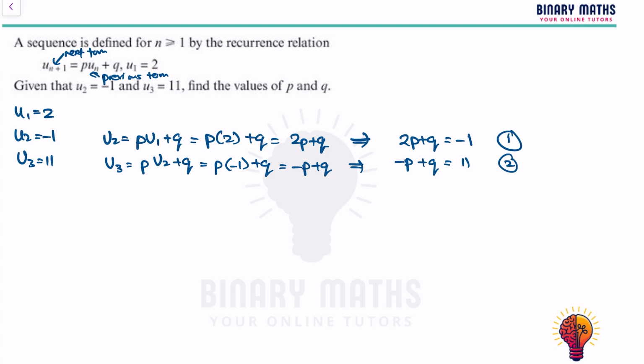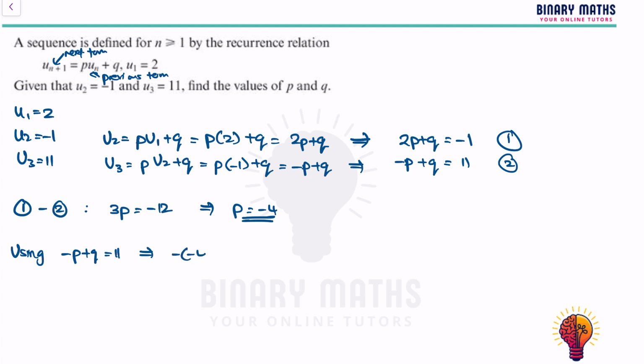Okay, I know we've got q in both, so I can eliminate q. So if I do equation 1 take away equation 2, I get 2p minus (-p), which is equal to 3p, minus 1 take away 11 is -12, which implies p is equal to -12 divided by 3, which is equal to -4. Now using either one, so -p plus q is equal to 11, implies I've got 4 plus q is equal to 11, which means q is equal to 11 take away 4, q is equal to 7.